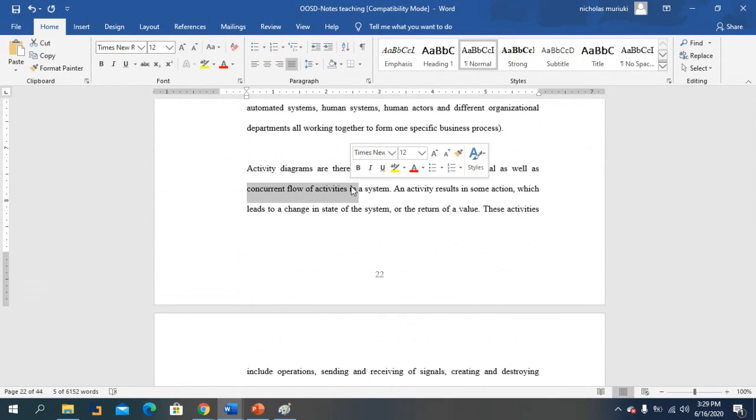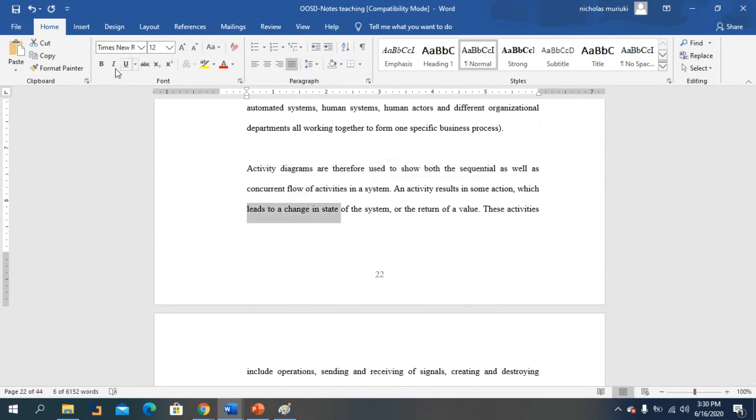I think you understand the meaning of the word concurrent, because concurrent means you can perform this as you perform another. Maybe I can withdraw money at the same time as looking at the balance, or looking at the message that is coming on my phone. Through the system, maybe it is sending, and then the system is giving out the output on a mobile phone. An activity results in some actions, which lead to changes in state. So we are looking at what changes.